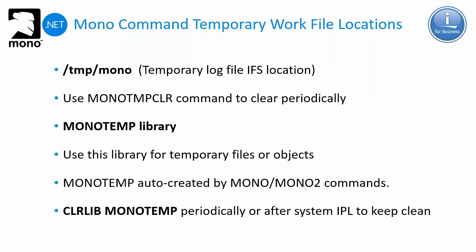I just recommend that periodically, if you run this stuff, jobs fail sometimes and may not always clean up. So I created that mono temp clear command, so you can clear that periodically if you want. Maybe every time you IPL, that clears up all your temp files. And then the same thing with a clear lib on mono temp, because nothing permanent should go into that library if you decide to use that as your naming convention for any temporary objects that you create.